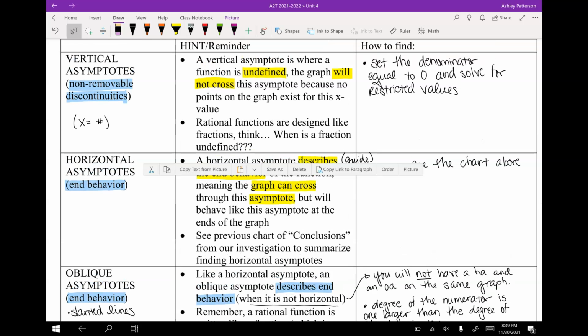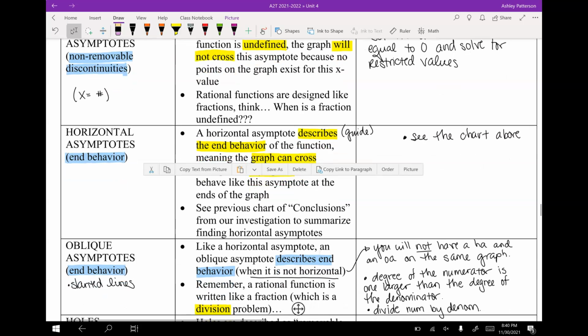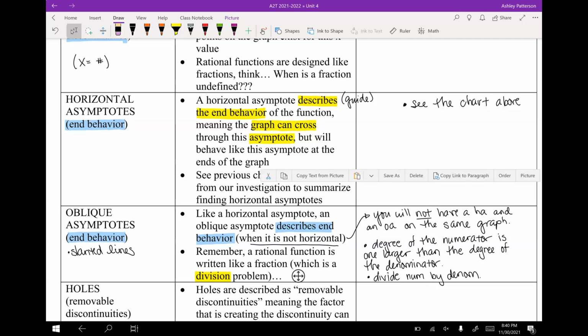Vertical asymptotes we do not cross. They come from the restricted values that make the denominator equal to 0. Horizontal and oblique asymptotes guide the end behavior of the function, and they will not ever coexist.